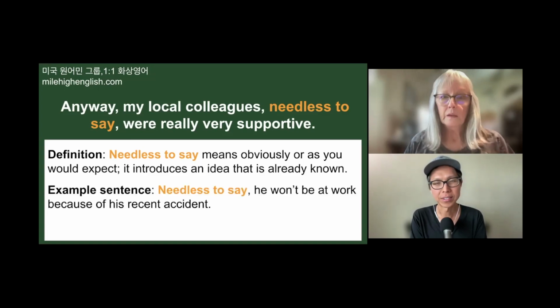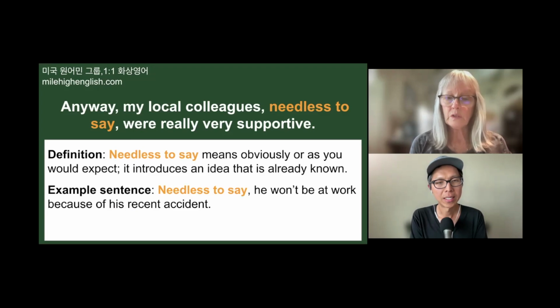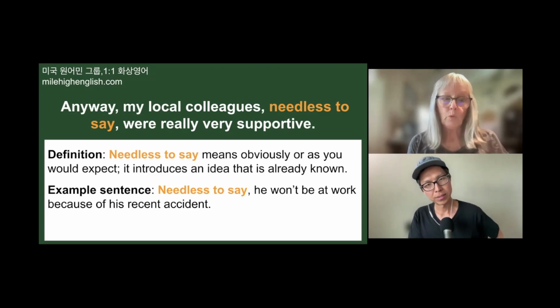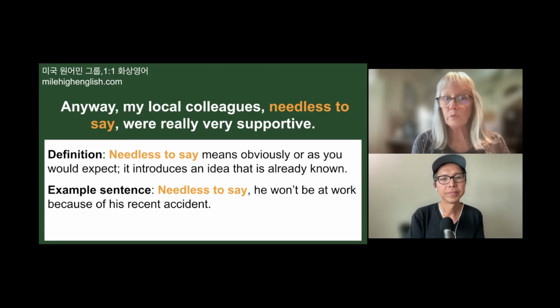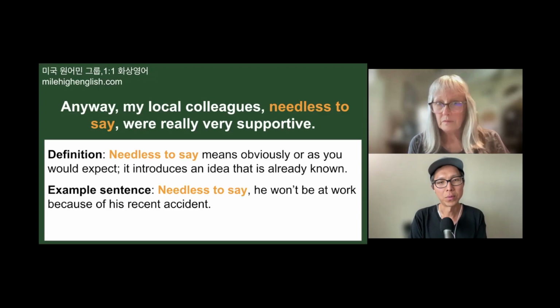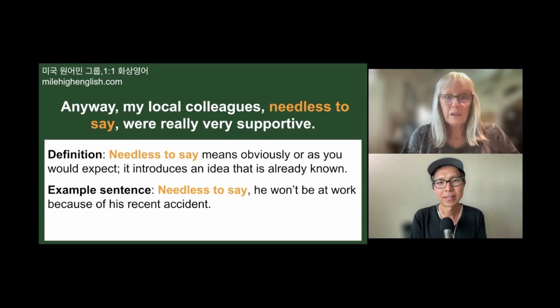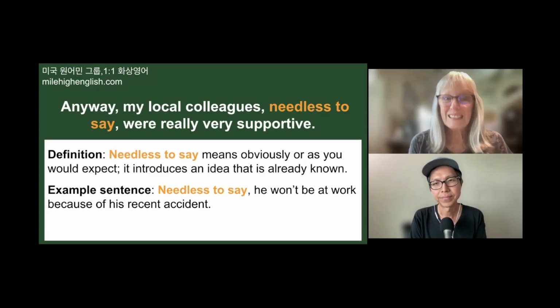Okay, gotcha. Here's another example sentence. So, needless to say, he won't be at work because of his recent accident. Wow, right? So somebody was in an accident recently, and so clearly he's not going to be at work. So, needless to say.